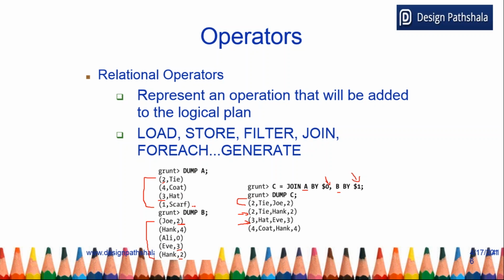This one doesn't have anything, so it is not there. This 4 has something, so this 4 will be joined with this thing, and the output is there.